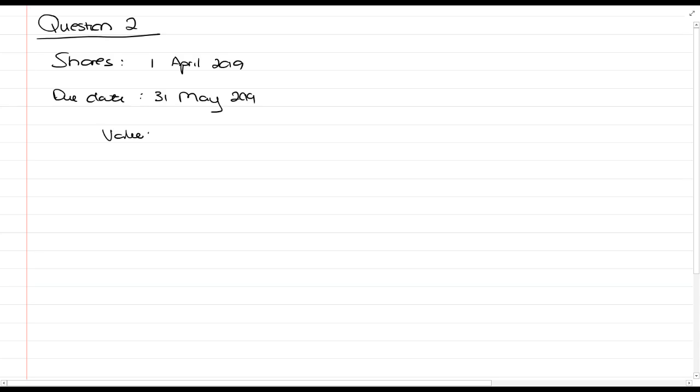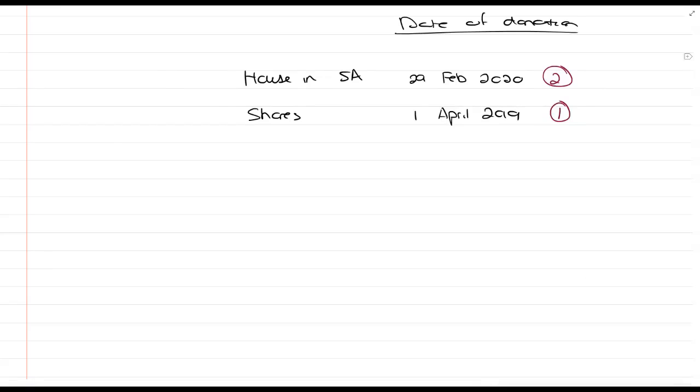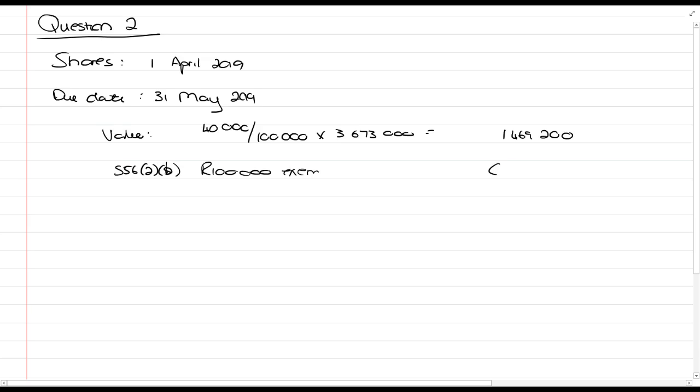Right, the value in this case, so let's do the calculation. The shares were worth 3.673 million. She donated 40 out of the 100,000 shares. So 40 out of 100,000, and the 100,000 is worth 3,673 million. So that gives us 1,469,200. Because she's a natural person, she qualifies for section 56(2)(b), the 100,000 rands annual exemption or exclusion.